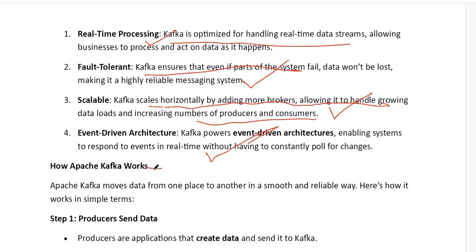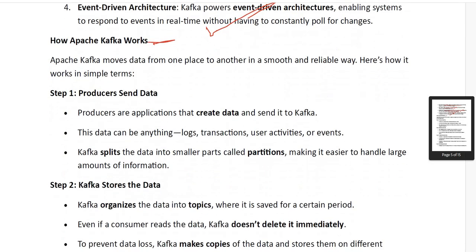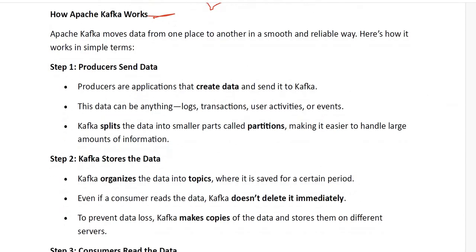And next we see how Kafka works. What are the steps of Kafka, and how do the steps help to work with it? We will have a look once again. See here, Apache Kafka moves data from one place to another in a smooth and reliable way, from producer to consumer. So the producer sends the data.